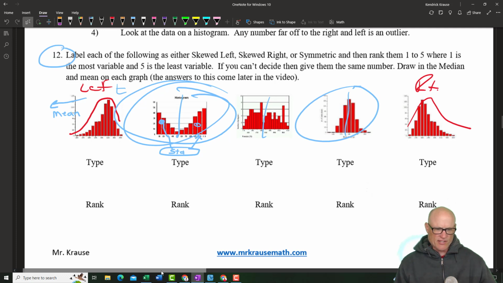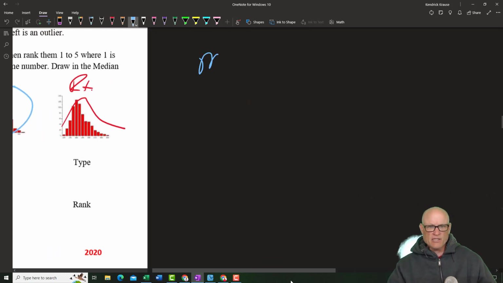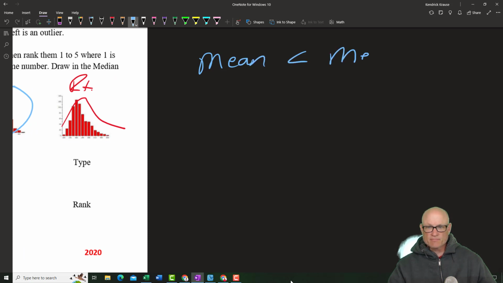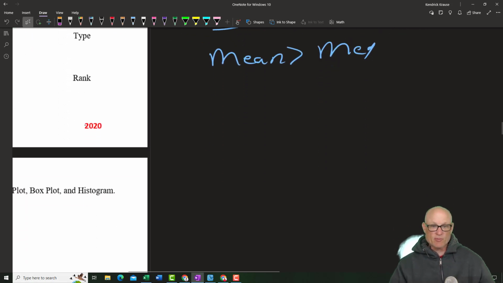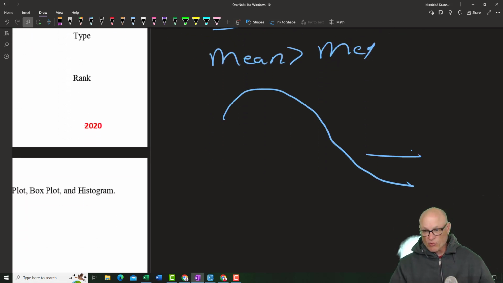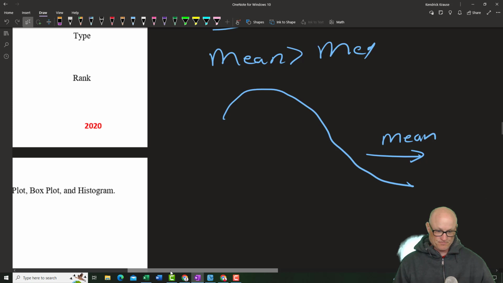But let's say I said the mean was less than the median. Means follow the tail, so that would be a drawing that skews off to the left. If the mean is less than the median, the mean is on the left, which means the distribution is skewed left. If I say the mean is greater than the median, then this one tails off this way. The mean goes to the right, which means it's skewed right. You might need to know that for Monday.